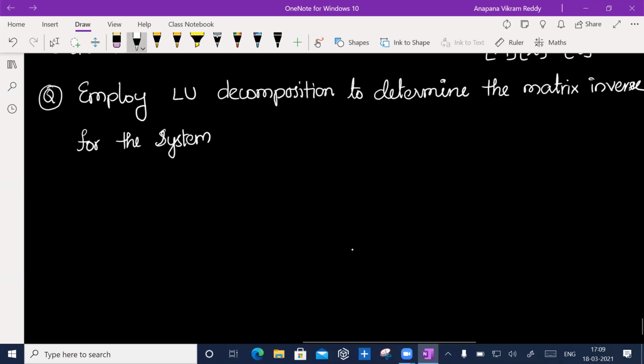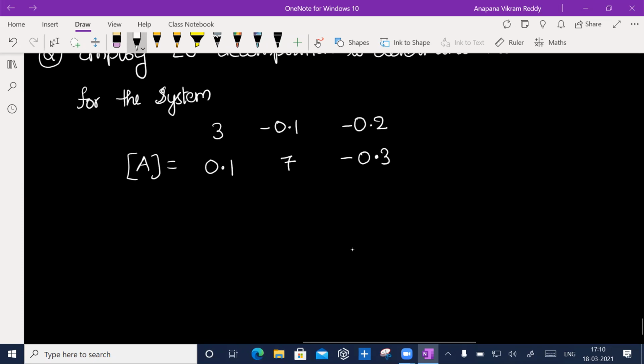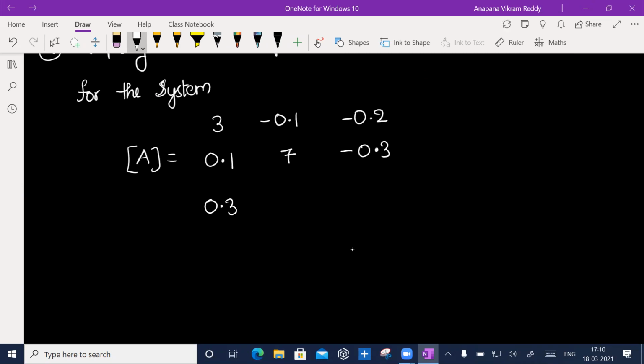We have one coefficient matrix A, starting with element 3, minus 0.1, minus 0.2; 0.1, 7, minus 0.3; 0.3, minus 0.2, 10. So this is the coefficient matrix you have.